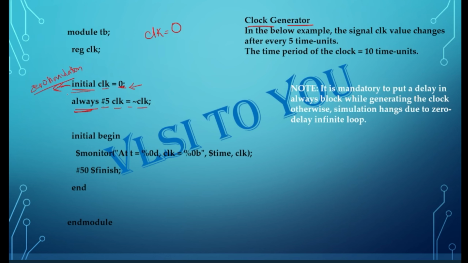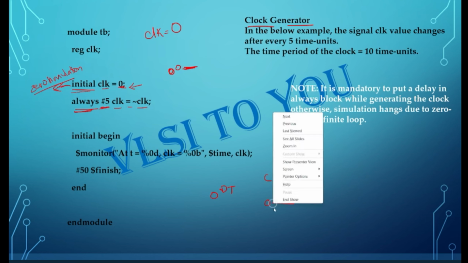Now what happens? At 0 time delay the value of my clock is 0. Fine. Now after 5 time units, that means always hash 5, my clock will be the negation of clock. That means the value will be the opposite of the previous value. That means at 0 simulation time it is 0.